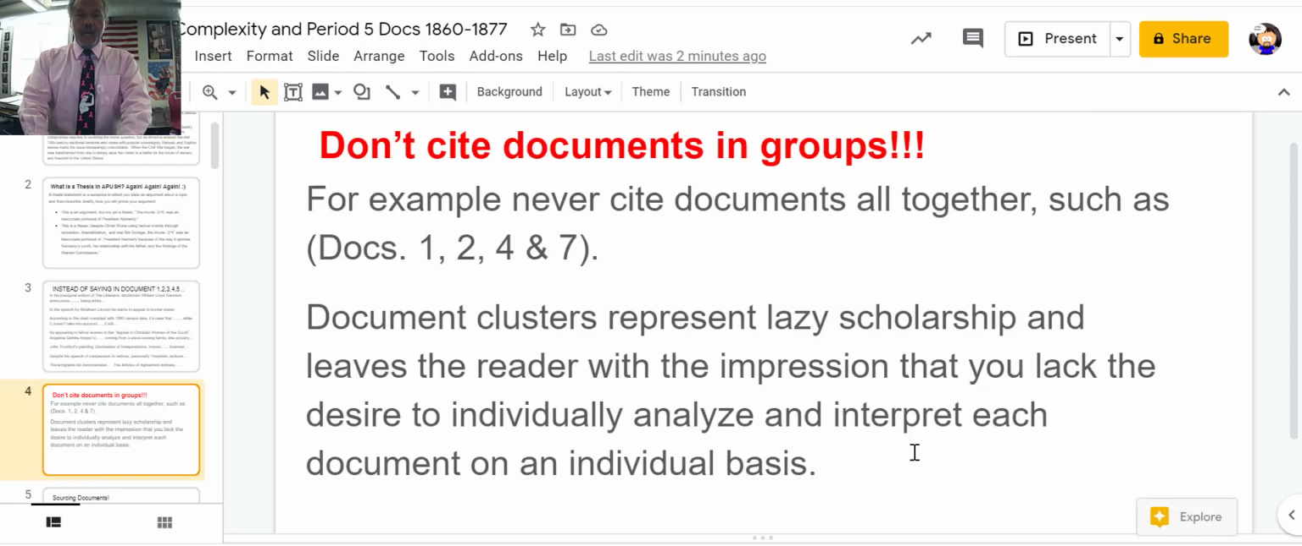Good. Another warning, don't cite documents in groups. Don't put them together like documents 1, 2, 4, and 7. Let's just say you have a couple of docs that fit together pretty seamlessly. One is about the Louisiana Purchase. The other one is about Jefferson purchasing, what his thinking was to attain the territory. They might come together a little bit, but try to parse them out as best you can in your body, all right? So just remember that for sure. Good enough, all right?